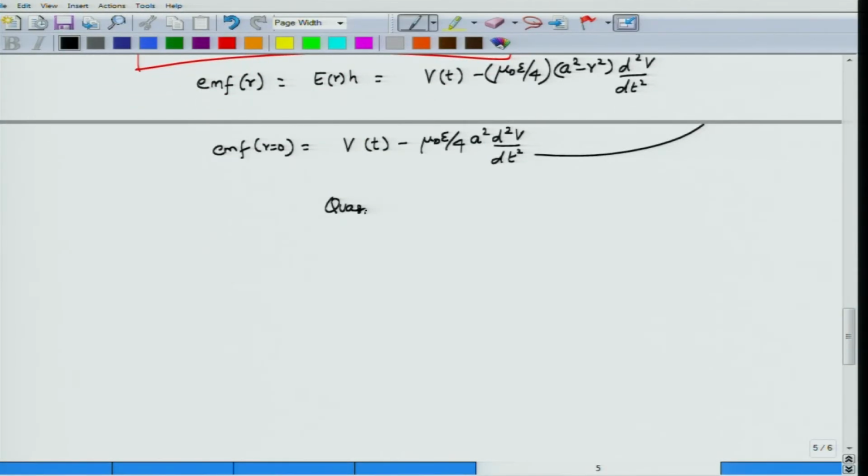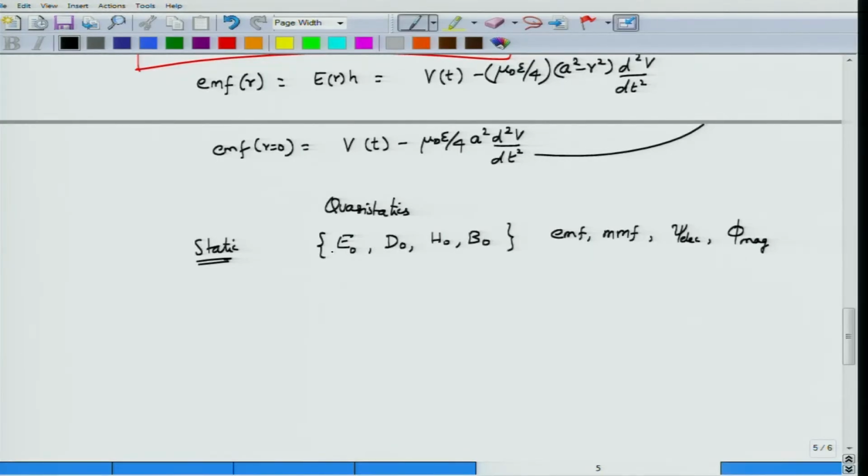Quasi-statics basically involves assuming that everything is static, and finding out E0, D0, H0 and B0. All the additional things like EMF or the magnetomotive force, electric flux density psi electric, magnetic flux density phi mag can also be found from these set of equations. Of course, you also need to use the current continuity equation, which is dq by dt. Everything is varying with time, but the time variation is quite slow.